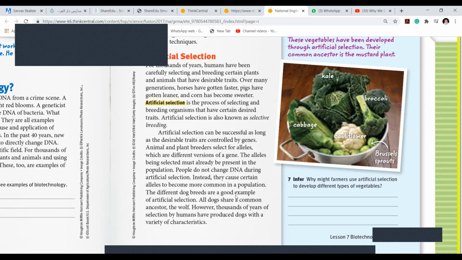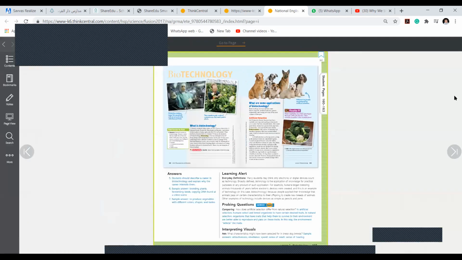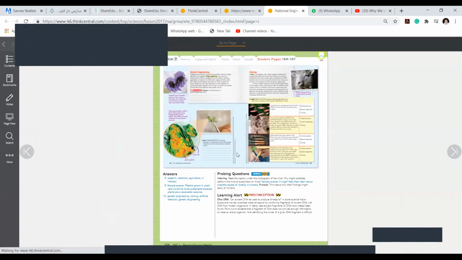So the different dog breeds are a good example of artificial selection. All dogs share a common ancestor, the wolves. However, thousands of years of selection by humans have produced dogs with a variety of characteristics. Now we have so many varieties of characteristics just because of artificial selection. Is this clear? I think two things you have learned about are biotechnology and selective breeding.